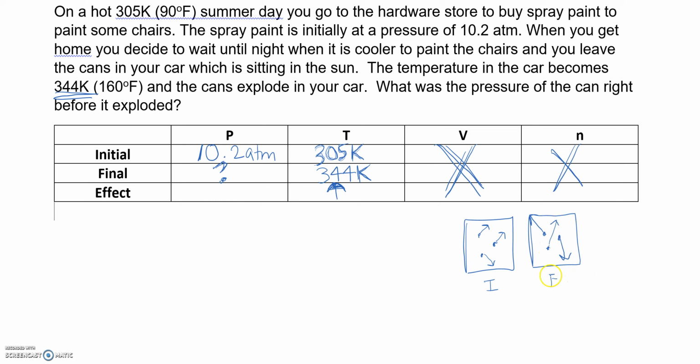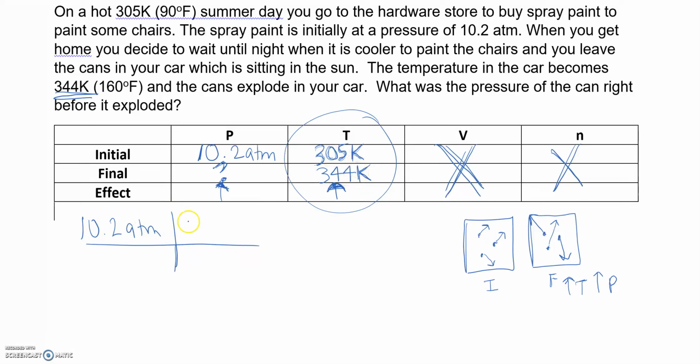So in the final, we find that if we increase temp, because the arrows are longer, they're hitting the sides more often. They're also hitting the sides harder. So we find that our pressure is also going to go up. So we want pressure to go up. To make that happen, we're going to take 10.2 atm, and we're going to use our temperature right here, and we want this to go up.